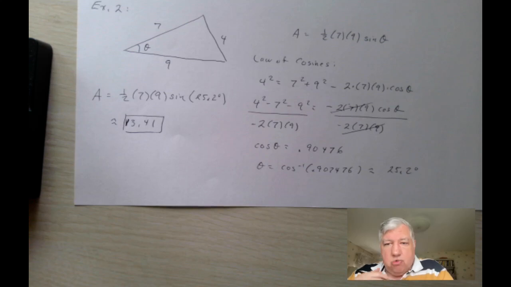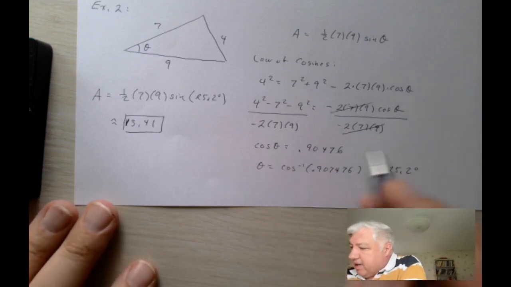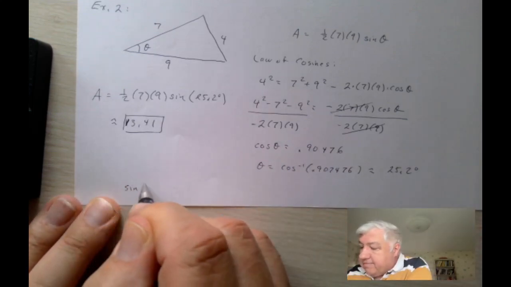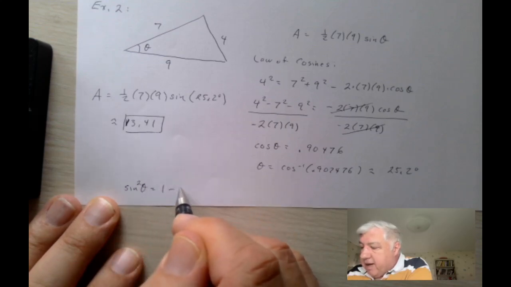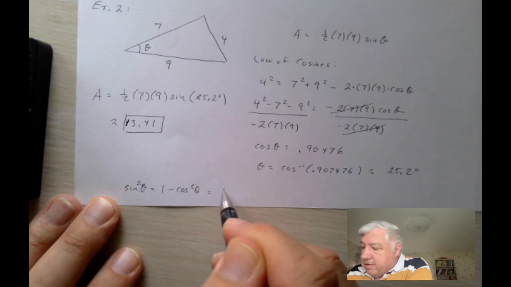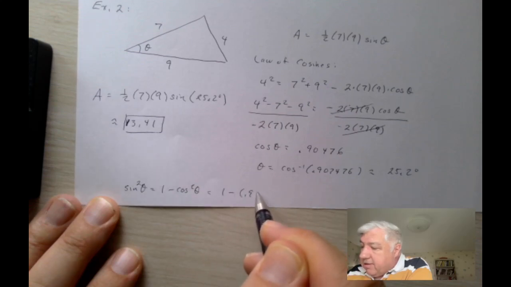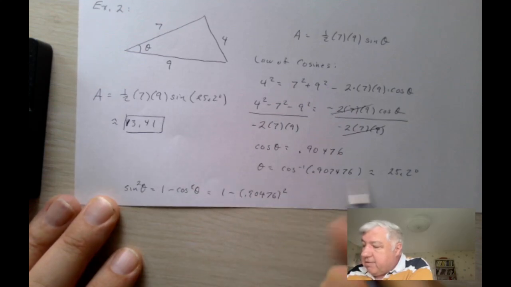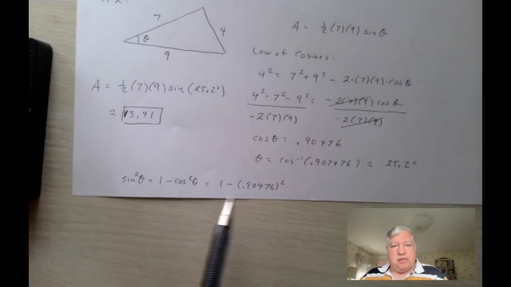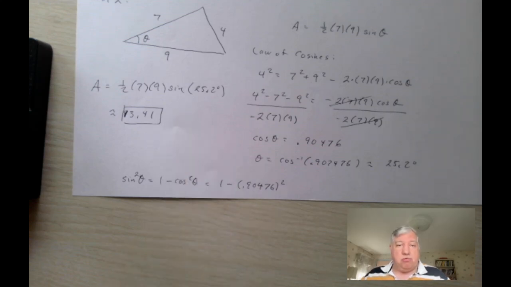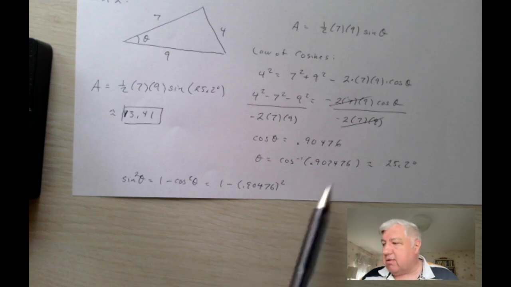Now, notice that you don't even need to know the angle, because if we know the cosine, we could just find the sine. In this case, the sine squared of theta would be 1 minus cosine squared of theta, and this would be 1 minus 0.90476 squared. Then we take the square root. So we could do things that way and just plug that in. We don't necessarily have to find the angle, but it's maybe a little easier if you do it that way.